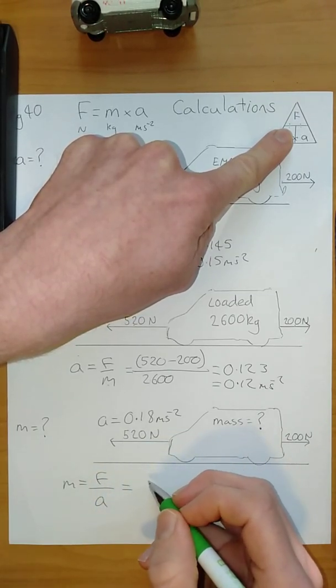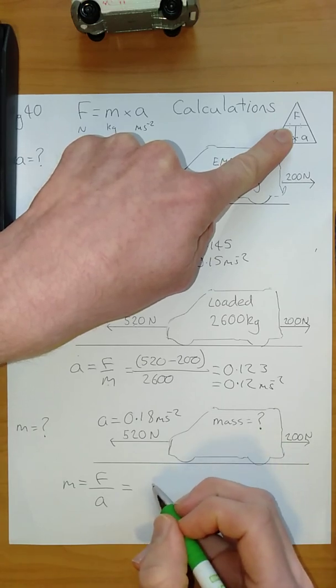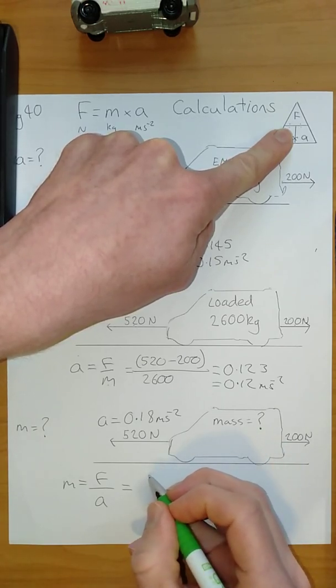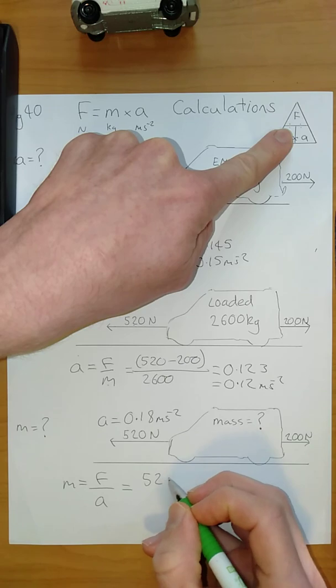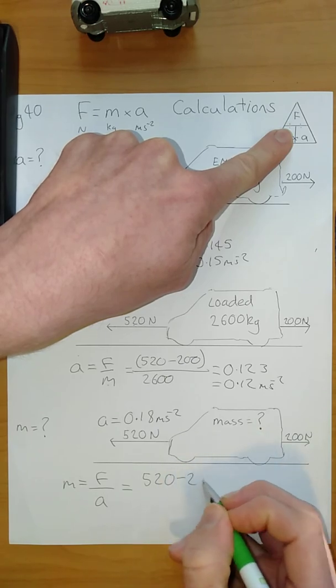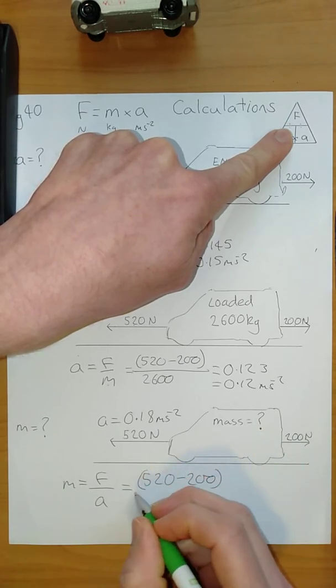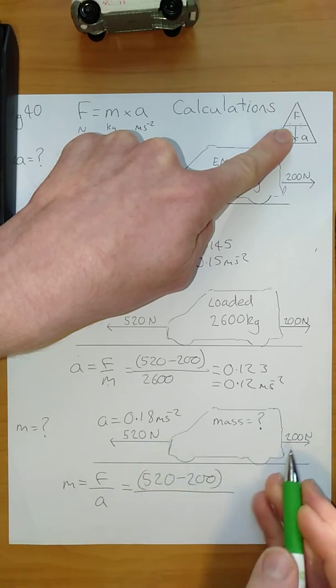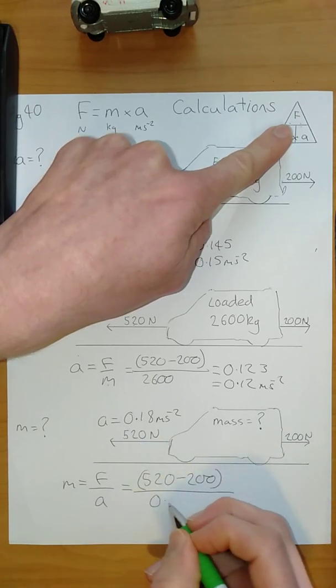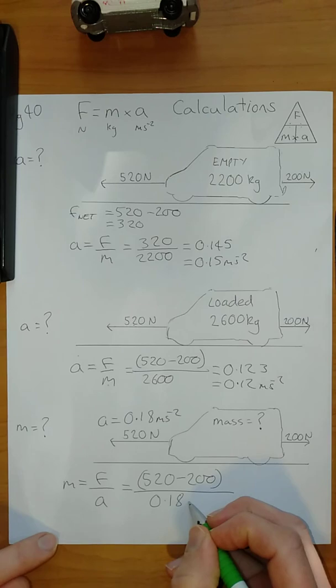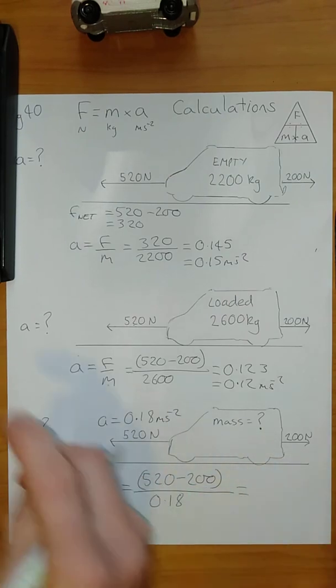So our force is going to be 520 minus 200, same as before, because that's off the vectors there. And for our acceleration, we put in our 0.18, and let's find its mass.